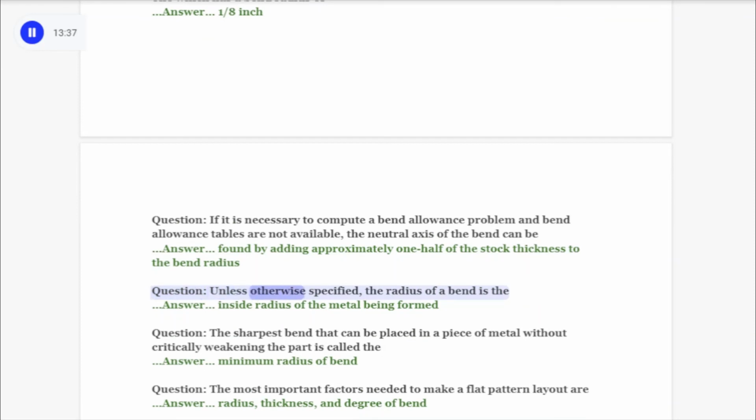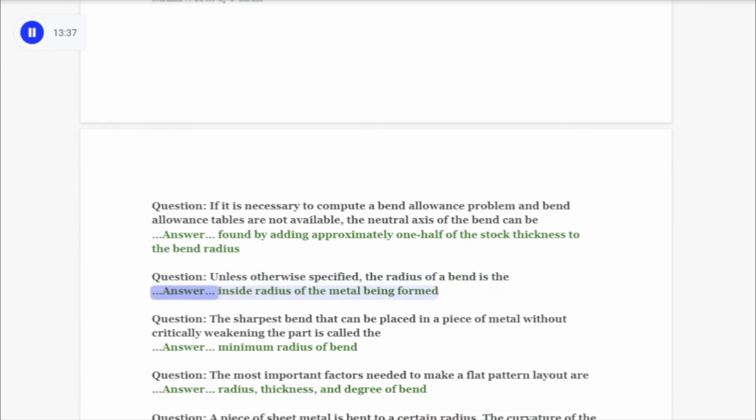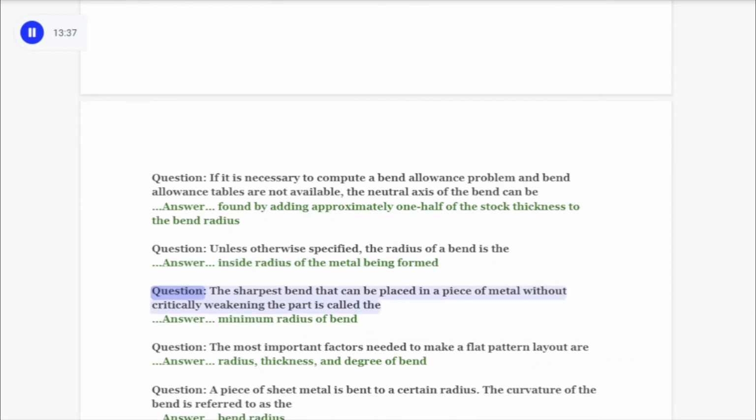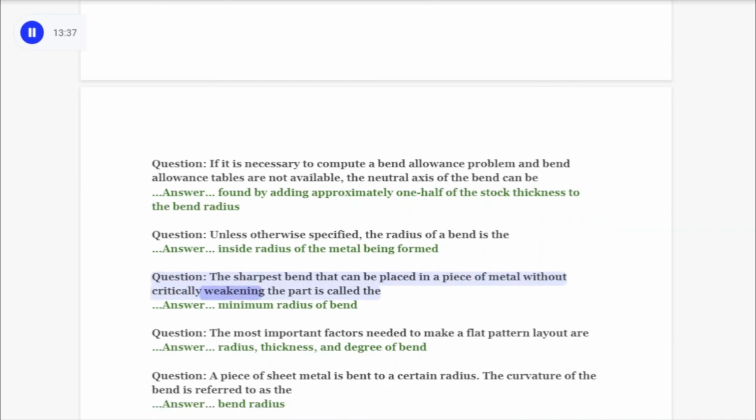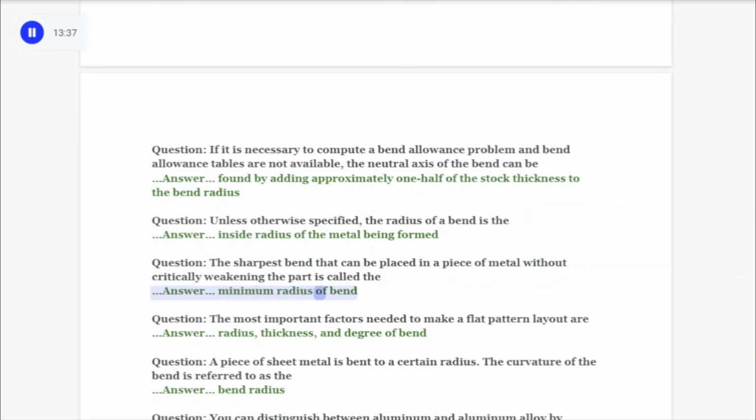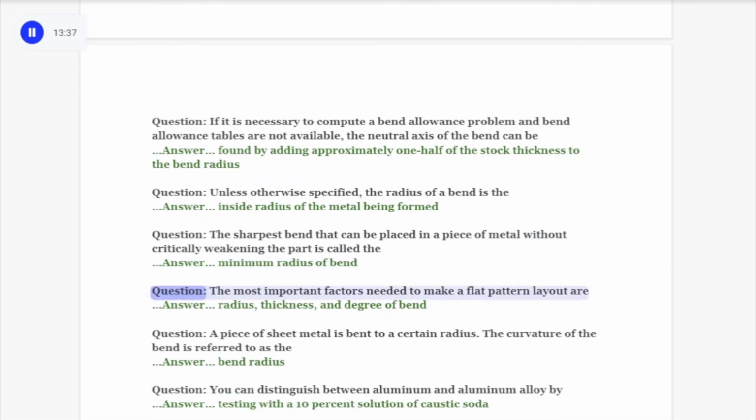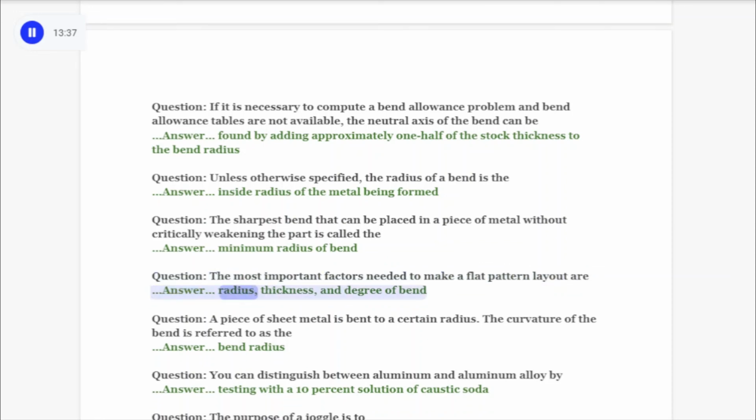Question, unless otherwise specified, the radius of a bend is the. Answer, inside radius of the metal being formed. Question, the sharpest bend that can be placed in a piece of metal without critically weakening the part is called the. Answer, minimum radius of bend. Question, the most important factors needed to make a flat pattern layout are. Answer, radius, thickness, and degree of bend.